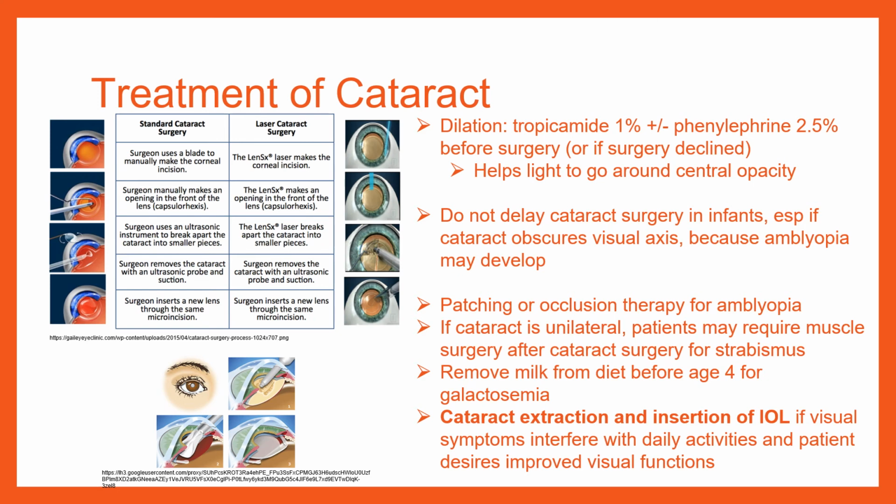Do not delay cataract surgery in infants because they still need their visual axis to mature, and if the cataract obscures this axis, amblyopia can develop. Patching or occlusion therapy with atropine can be done if the amblyopia is already developed. And if the cataract is unilateral, patients may require muscle surgery after the cataract surgery to correct the strabismus.